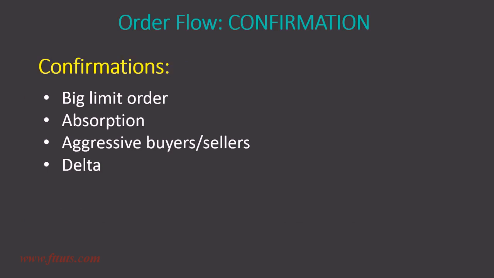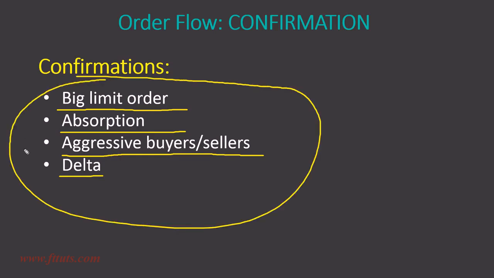Now, those are the confirmations which I'm going to teach you. There are 4 of them. Confirmation using big limit orders, confirmation using absorption, or spotting absorption. Another confirmation is spotting aggressive buyers or aggressive sellers around your support and resistance level. And also the delta, watching changes in delta. All right, so the next couple of videos are going to be about those confirmations.